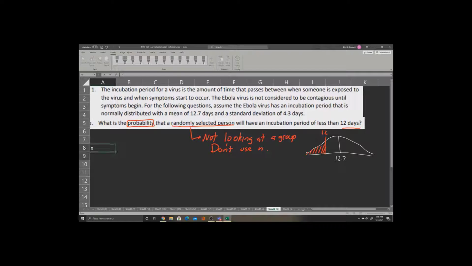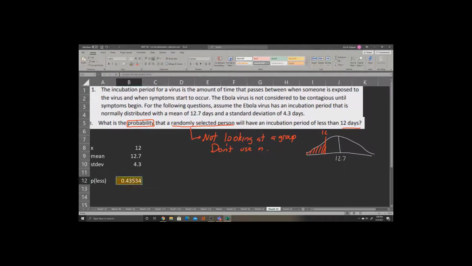Remember, for norm.dist, our list is x, mean, standard deviation. This will give us the probability of being less. The x value is 12, mean is 12.7, standard deviation is still 4.3, and like our other problems that we've done previously, we'll say norm.dist, x, comma, mean, comma, standard deviation, comma, true. When we press enter, we'll get a probability of 0.43534. We don't need to do any more work on this problem. This will be our answer for problem E.